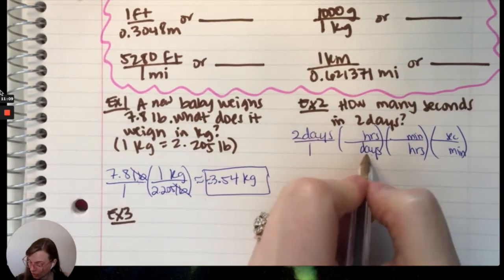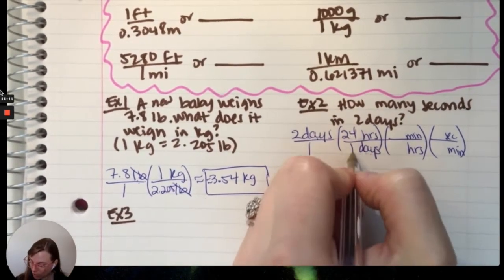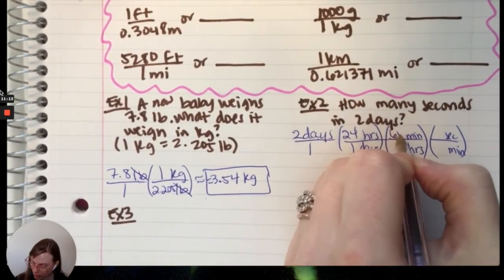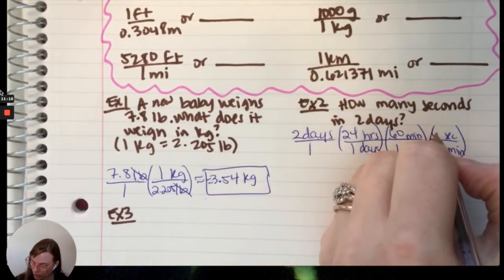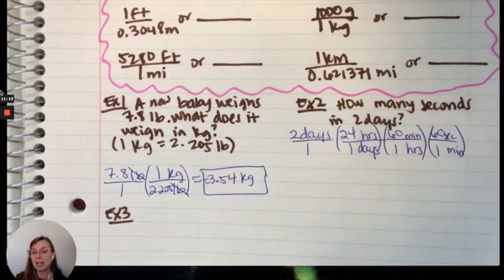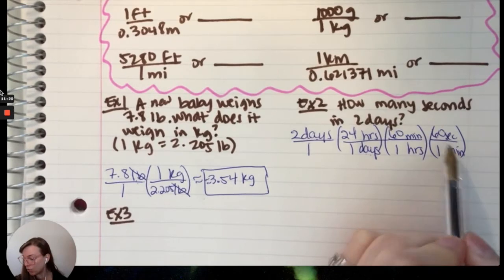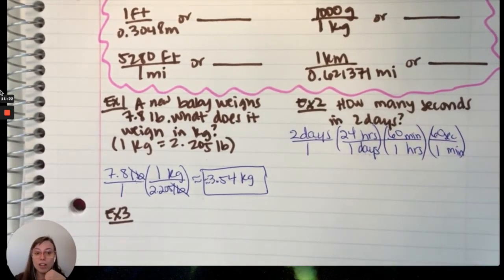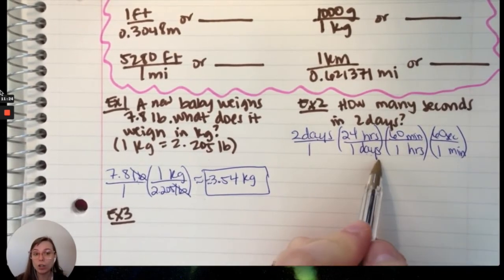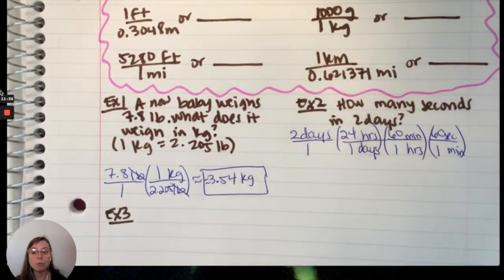So hours to days, I know there's 24 hours in one day, there's 60 minutes in 1 hour, and there's 60 seconds in 1 minute. You could do any conversion factor you wanted with these 2 variables as long as they were equivalent. So I could do 2 hours and 120 minutes. That would be okay. It's not simplified, but that's fine.